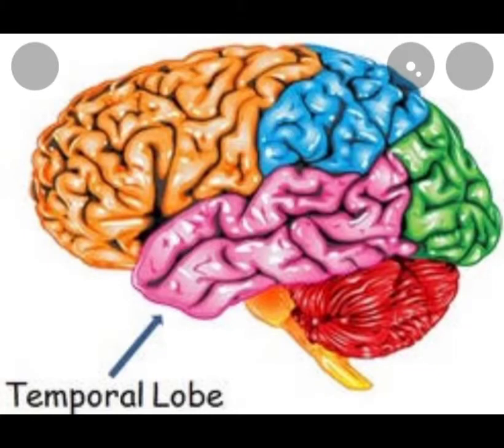Temporal lobe. Temporal lobes sit behind the ears and are the second largest lobe. They are most commonly associated with processing auditory information and with the encoding of memory.